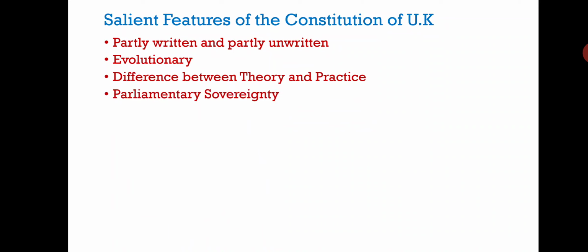There is no legal difference between the constituent authority and lawmaking authority in England, as exists in the United States or India. The British Parliament is both the lawmaking and constituent authority.